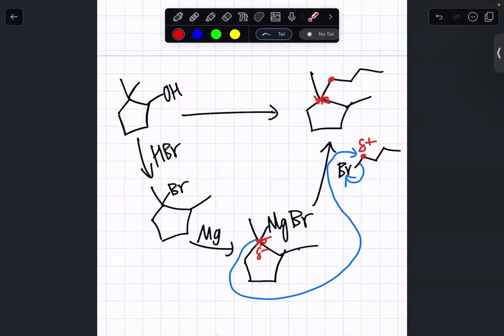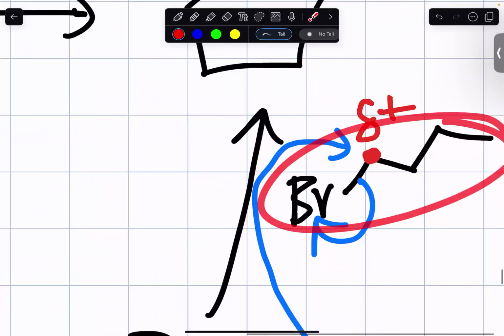I'm confused on the Br. So you have the MgBr, and because the Grignard reagent is MgBr, why is it just Br with a carbon chain here? Oh, this one right here. This is our electrophile.